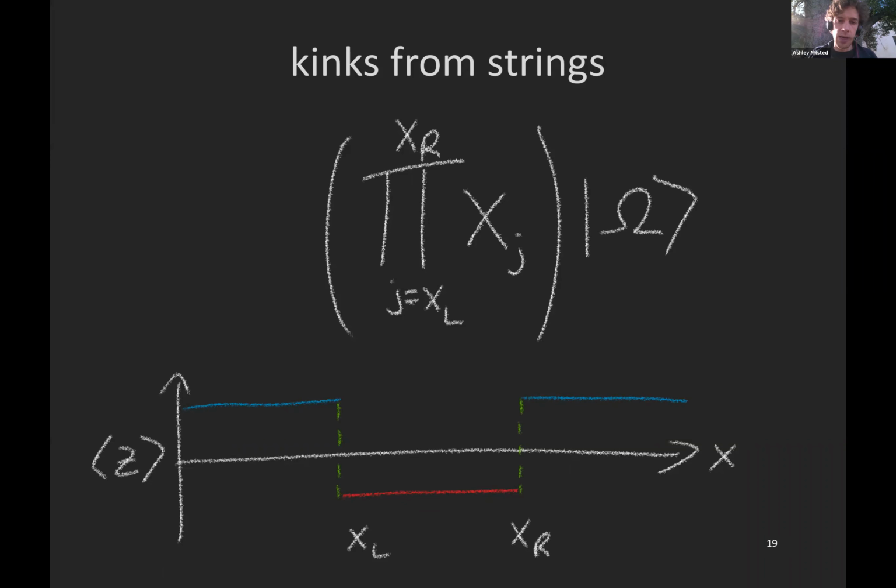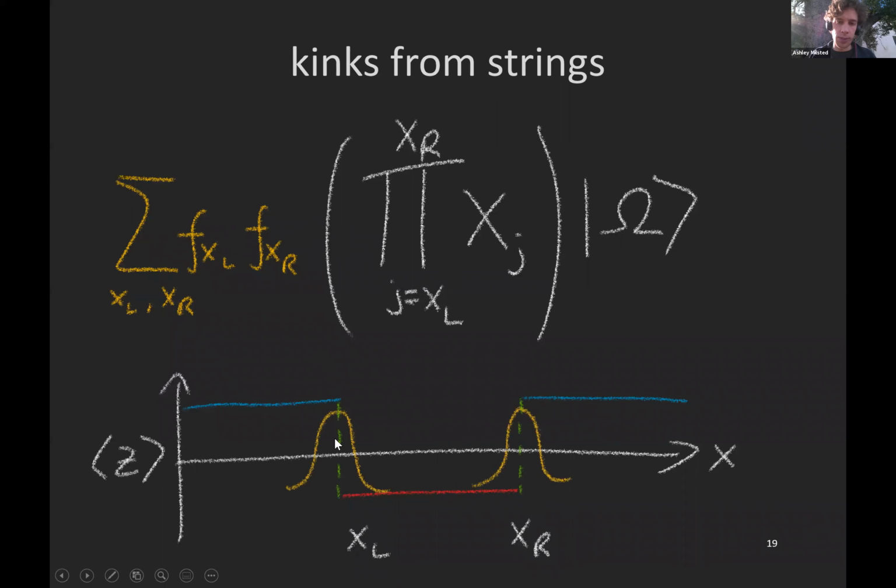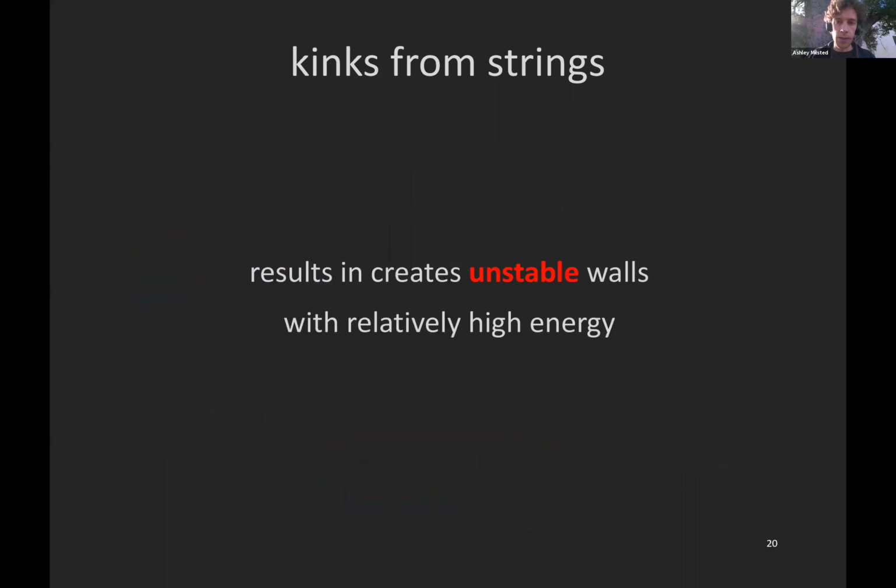Now you can mitigate this somewhat by smoothing out these walls by smearing them. So take, say, a wave packet function f, and smear out these walls to make them spatially delocalized and give them some finite momentum. That reduces the energy, but nevertheless, these kinks are still not topological quasiparticles of the system, and they will typically still decay into other true quasiparticles of the system. And we don't want that. We just want stable bubble walls that will accelerate towards each other and collide. So using a string to create your bubble results in unstable walls with relatively high energy.